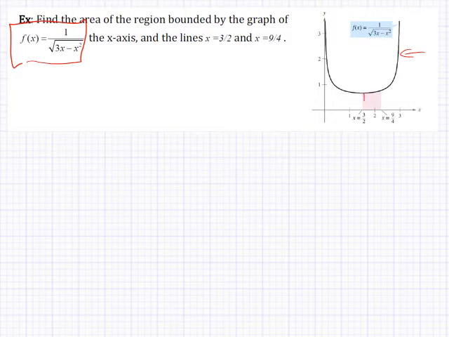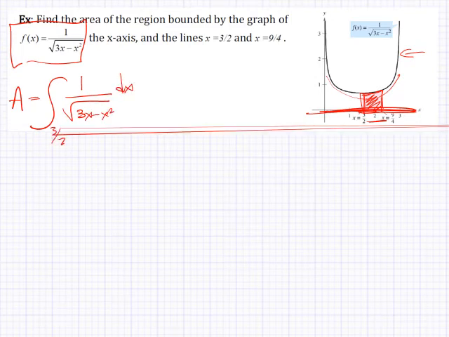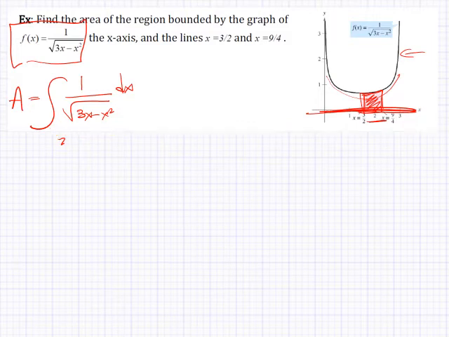We want to find the area between 3/2 and 9/4. Since this area is completely contained above the x-axis here, we don't have to make any corrections to this area at all. It's just straight integrating this function over this interval. And so the area can easily be computed by doing the integral of 1 over the square root of 3x minus x squared dx between 3/2 and 9/4.